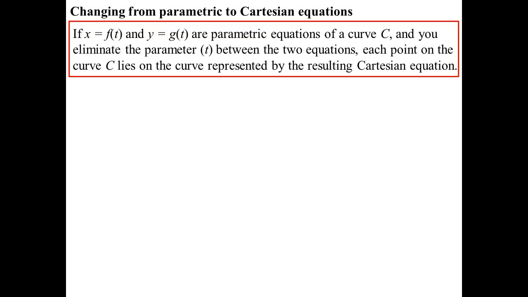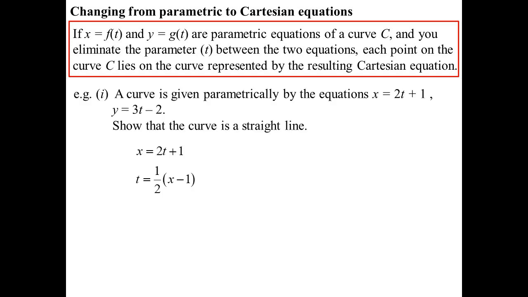So how do you change from parametrics to Cartesian? They give you the parametric equation, but you want to know what the curve is, and you're so used to seeing it in Cartesian form, so you don't recognize it. Well, how can I do it? It basically becomes a substitution question. So x equals f(t), y equals g(t). They're the parametrics. Eliminate the parameter like you would in simultaneous equations and substitute in.